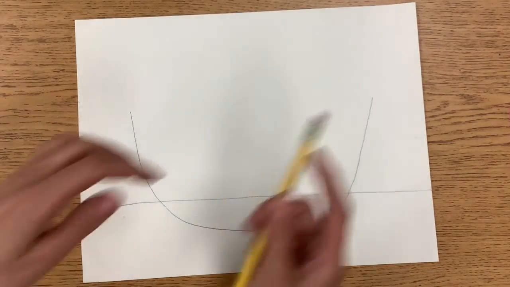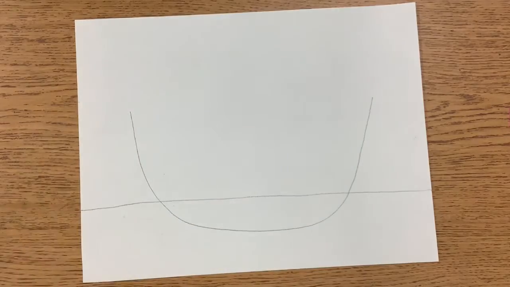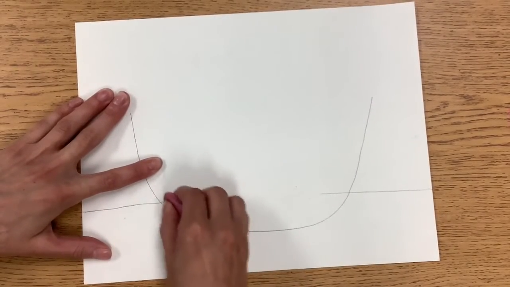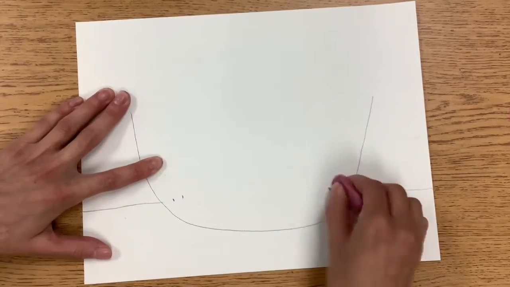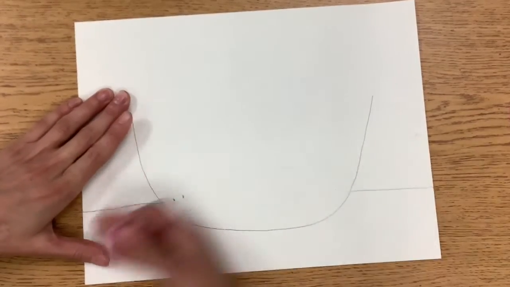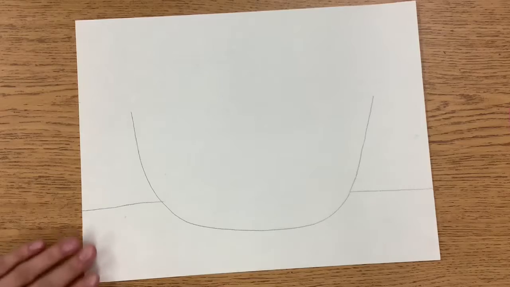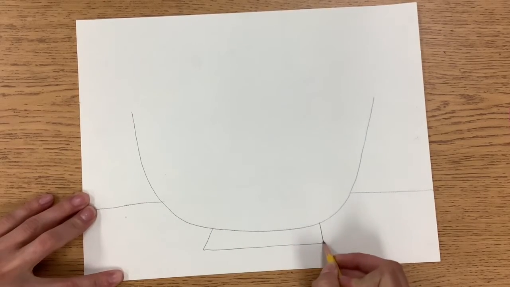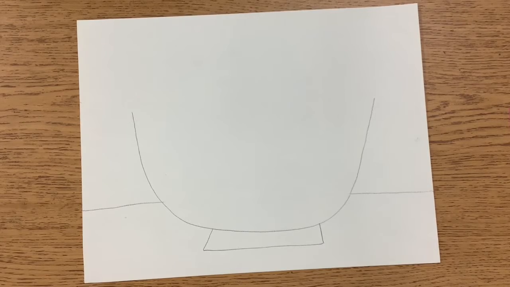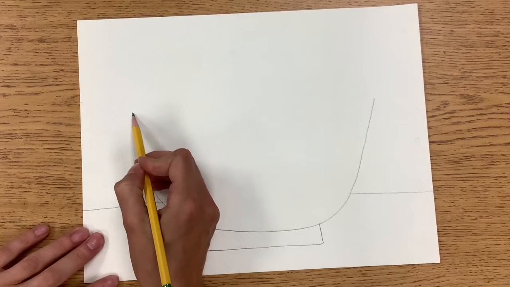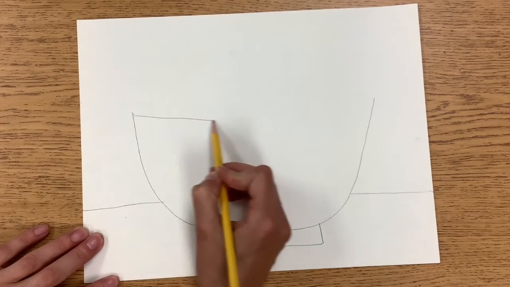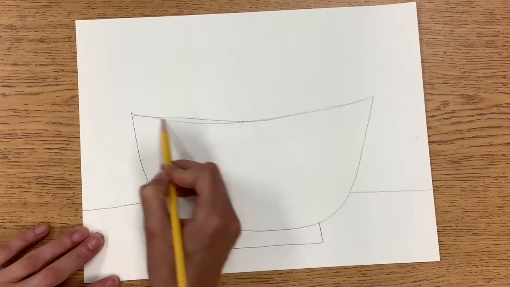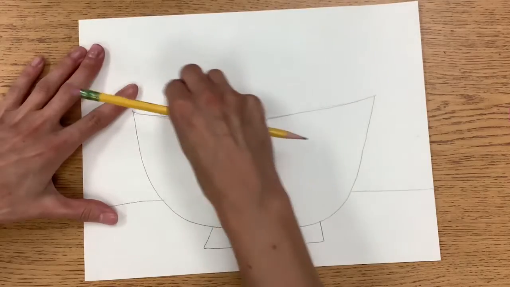Then you're going to grab an eraser on your pencil or a big one. You will erase the overlapping line. That means where the bowl goes over the table. Then you're going to draw what's called a foot on your bowl. That helps it be less wobbly on the table. Then you will draw the top of the bowl. You can make this line a little bit curved if you want.